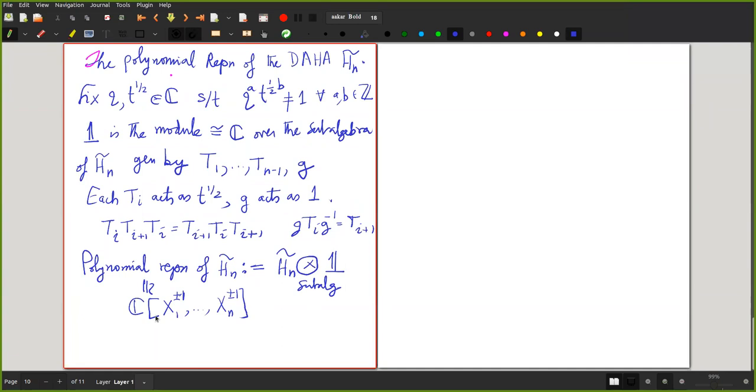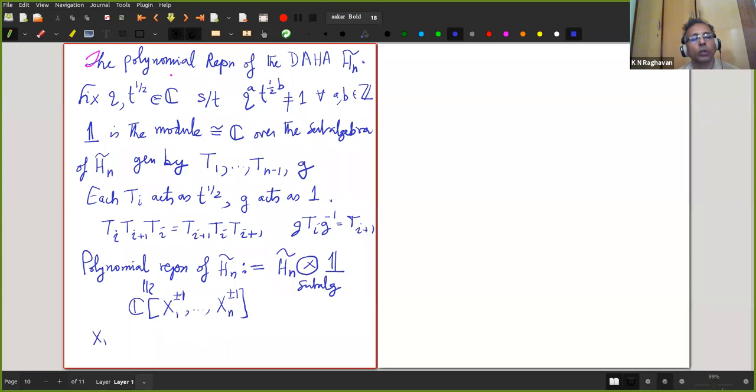So the justification for this is what we saw previously. Recall that our algebra is generated by x1 through xn, t1 through tn minus 1, g, and q. Q is of course a central element, and we know how it acts on this, it just acts as q. And then we have seen that you can pass the g through the x mu.